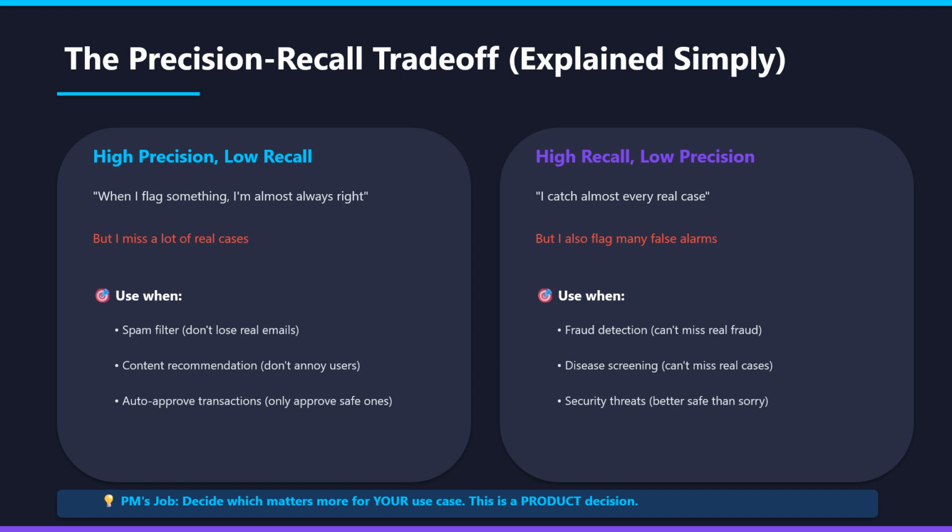So you can't have both at 100%. That is called a trade-off, right? And here is the key insight: deciding which side to optimize is a product decision, not a technical decision. The data scientist can build either. Your job is to decide which matters more for users and your business. When you walk into a meeting and ask, what's our precision recall trade-off here, you have just signaled that you understand the fundamental challenge of AI systems, right? That earns instant respect.